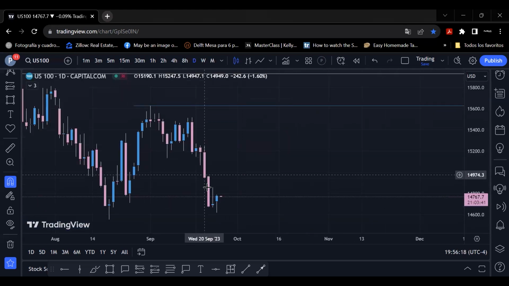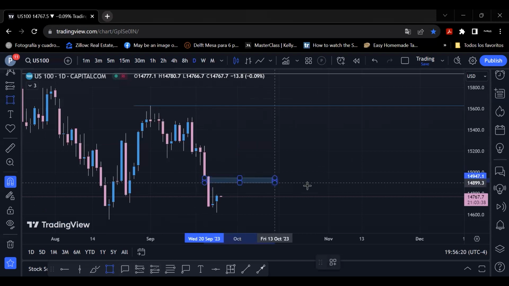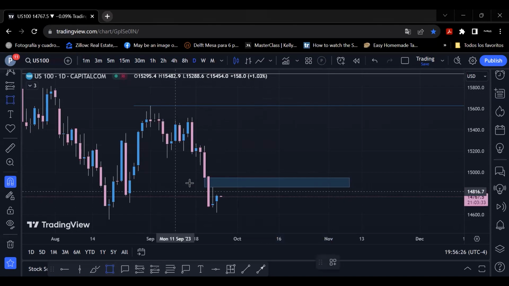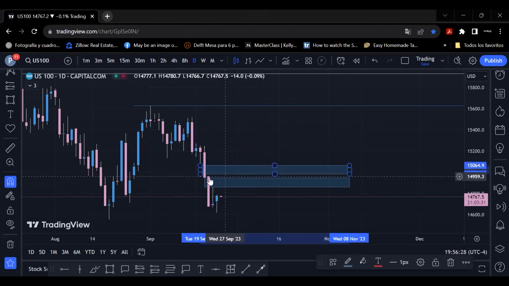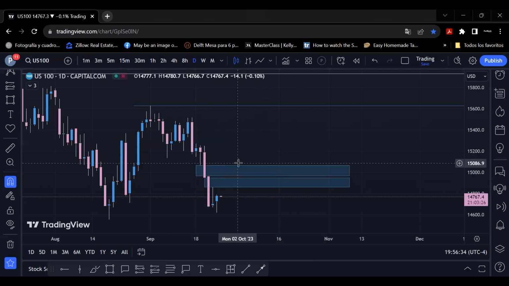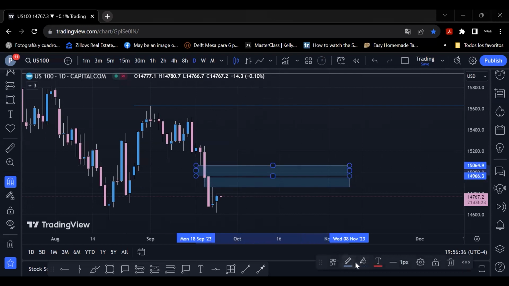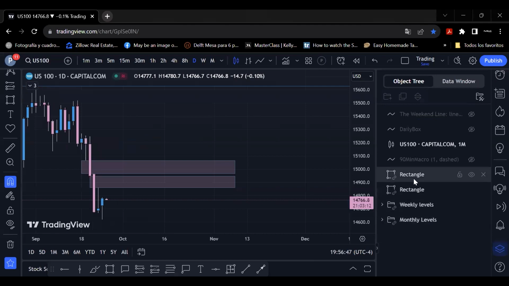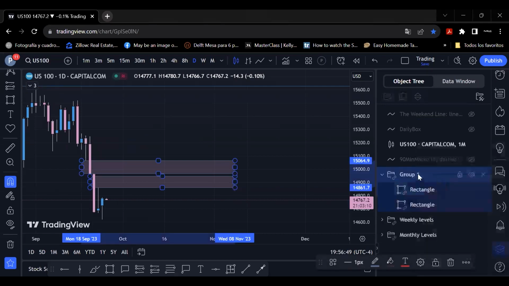As you guys can see, we have imbalances above us. This here. And another imbalance right there. So you can mark those as well, probably with a different color. You can use possibly pink. And make its own category or group, daily levels, right?